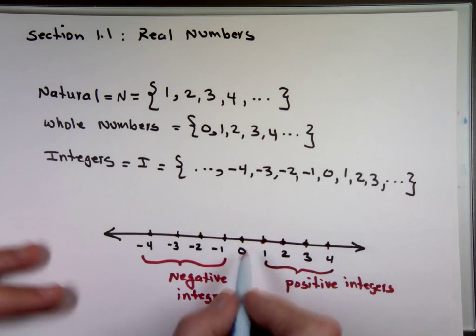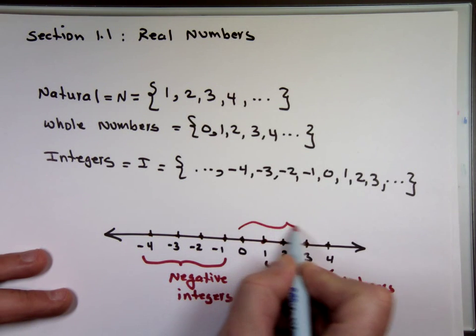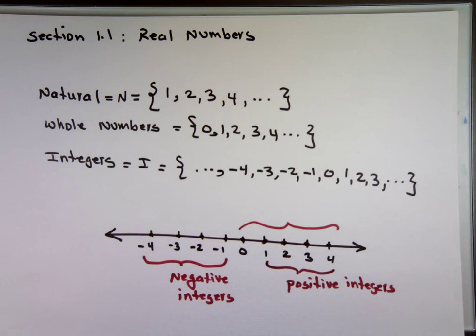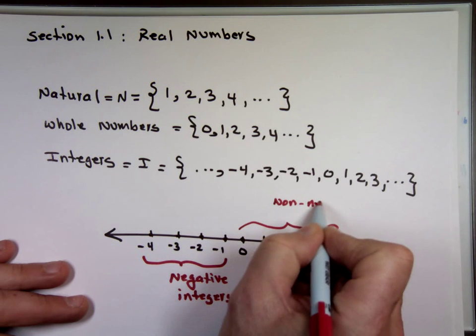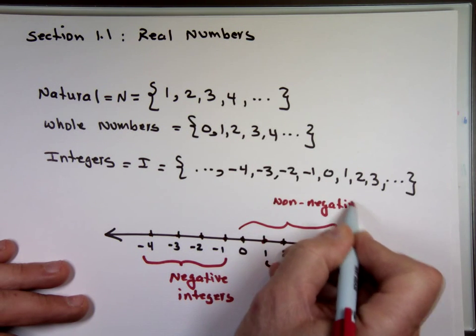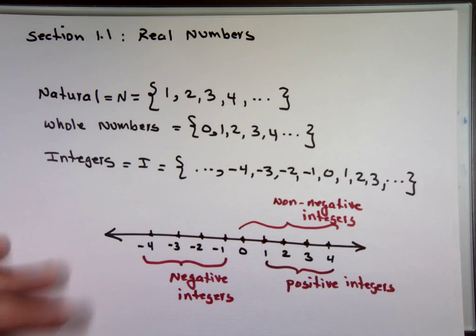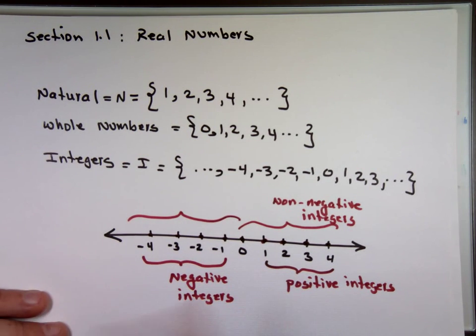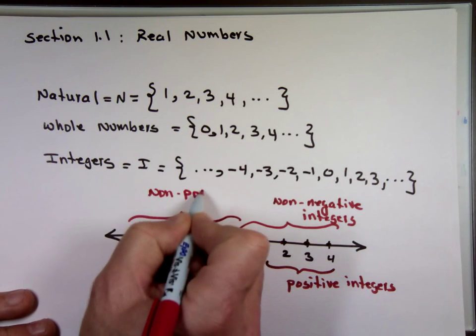Now, if I take the 0 and add it to the 1, 2, 3, 4, what do we call these? Whole numbers, right? 0, 1, 2, 3, 4 are called the whole numbers. Also, a lot of times we call them non-negative integers. Non-negative. And if you take the 0 with all the negative values, including the 0, are called non-positive integers. Sometimes you hear this terminology.